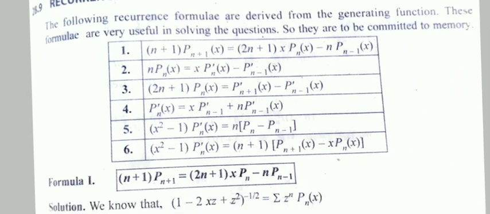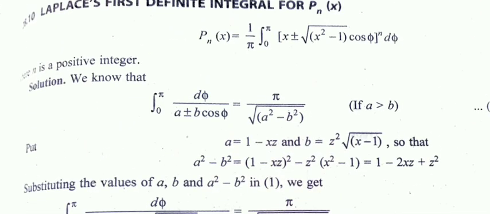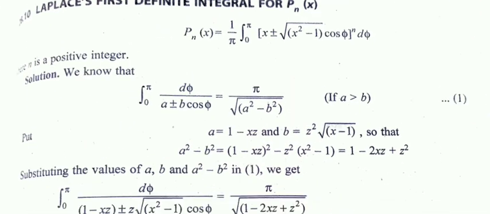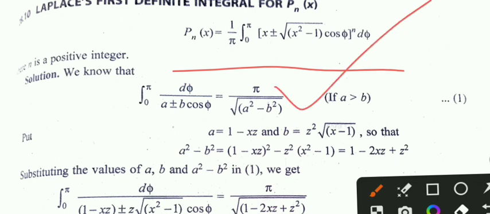Now going to the MSc level course, that is the Laplace first definite integral for pn of x. Laplace gave an equation for the Legendre function: pn of x is equal to 1 by pi integration from 0 to pi of x plus or minus square root of x square minus 1 cos phi, whole power n, d phi. This is the most important formula, because with the help of this we can prove many equations.